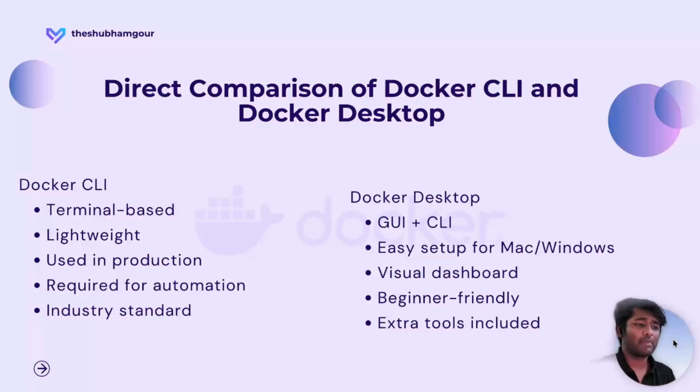So let us see a direct comparison of Docker CLI and Docker Desktop. The main difference between Docker CLI and Docker Desktop is the size of the exe, right? Docker CLI is lightweight, and the Docker Desktop exe file is big in size, right? So Docker CLI is terminal based, whereas Docker Desktop is GUI plus CLI. That's the reason the size of the application is big. But in terms of installation, it is easier to do the setup for Mac-based and Windows-based environments, whereas when it comes to Docker CLI, you have to fire multiple commands, which we did in the previous video.